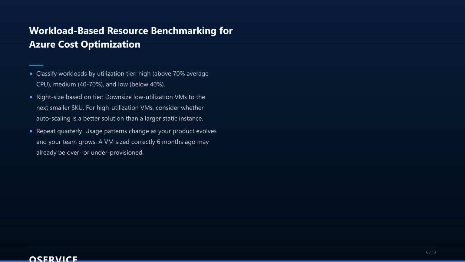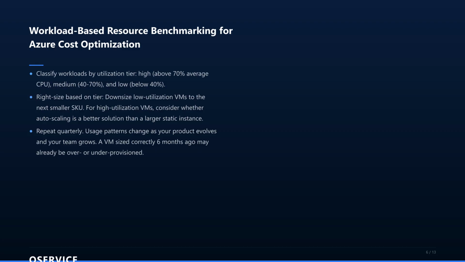Measure actual resource consumption for each workload over a 30-day period. Azure Monitor and Azure Advisor both provide this data. Look at average CPU, peak CPU, average memory, and network throughput. Classify workloads by utilization tier: high, above 70% average CPU; medium, 40 to 70%; and low, below 40%.